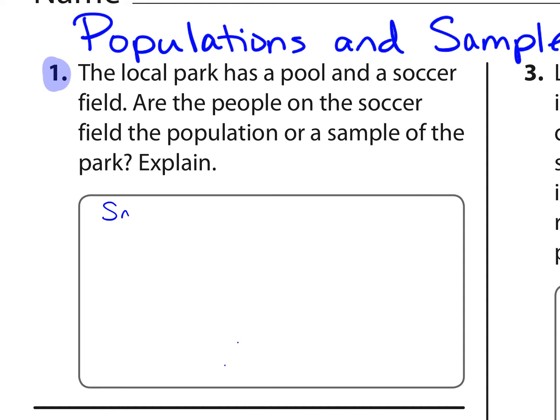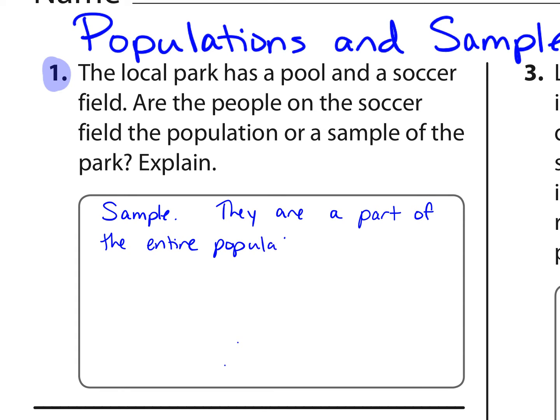Well, they're just a sample. They are a part of the entire population, which would be the entire park. So a sample is just a portion or a part of a group.